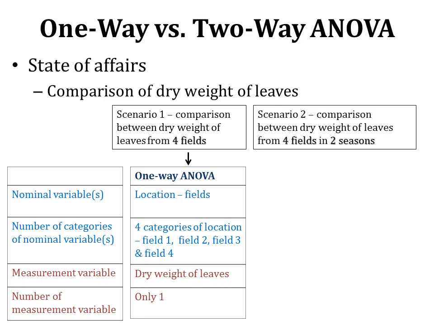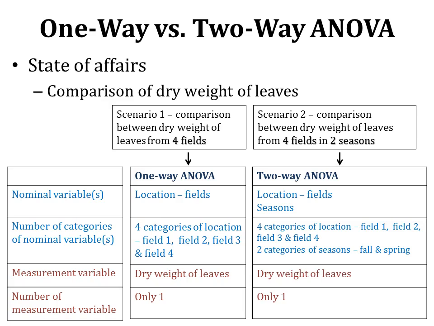Then in the scenario 2, we have the comparison between dry weight of leaves from 4 fields in 2 seasons, right? And we are going to apply the two-way ANOVA because the number of nominal variables are 2, location and seasons. So there are 4 categories of location: field 1, field 2, field 3, and field 4. And there are 2 categories of seasons: fall and spring, for example. And the measurement variable is only one, which is the dry weight of leaves, right? So this is another way to compare the one-way ANOVA and the two-way ANOVA.